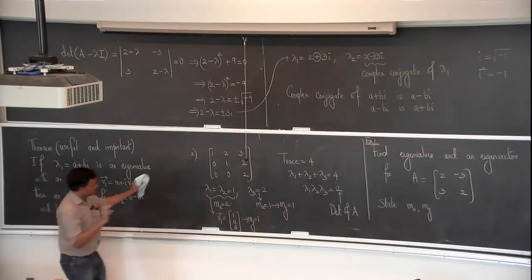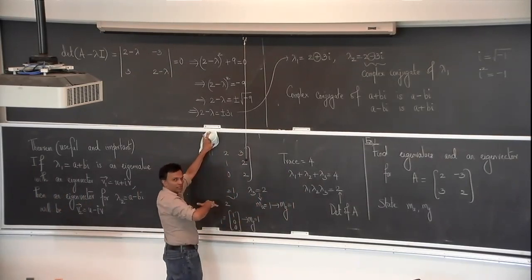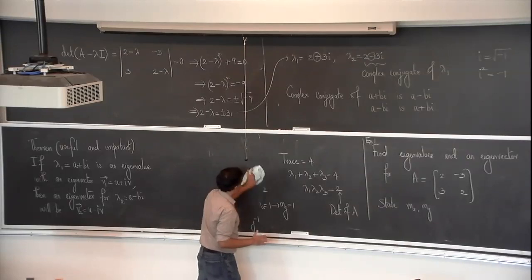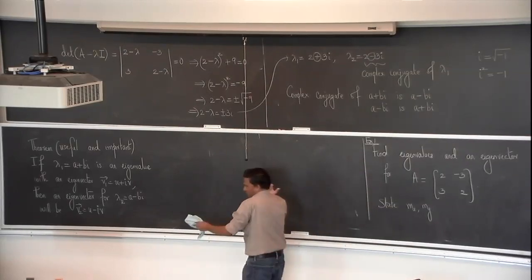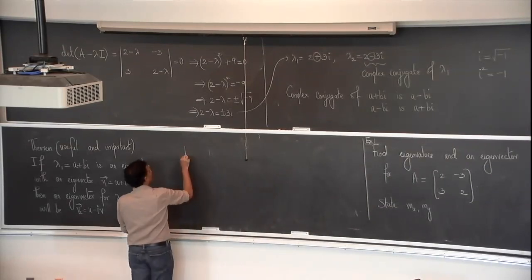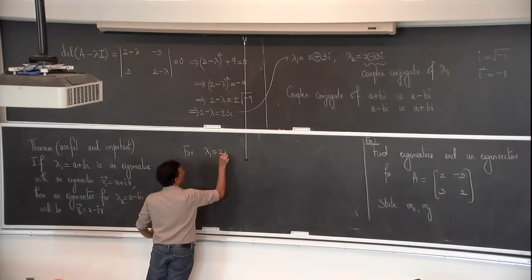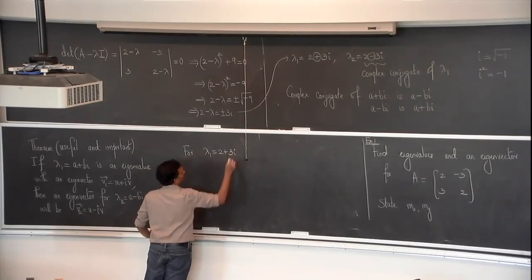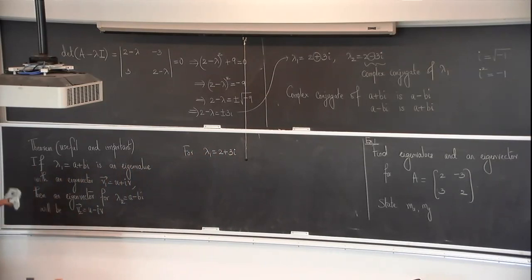So now let's focus on one of the eigenvalues. I don't care which one you do. The other one is always a conjugate. I always try to do the positive one, but it's your choice. So for lambda 1 equal to 2 plus 3i, since I decided to call that my lambda 1, I just stick to that.